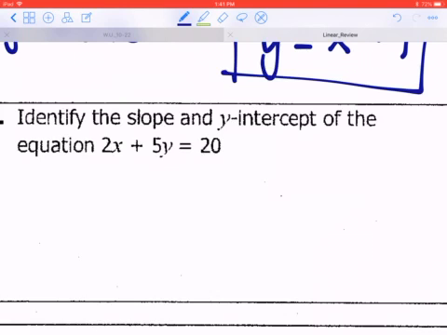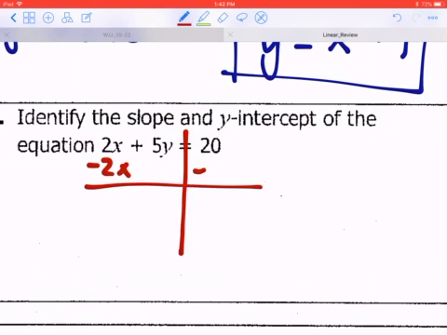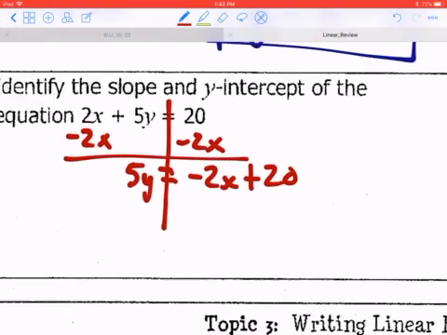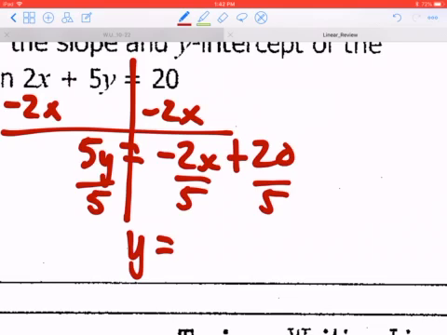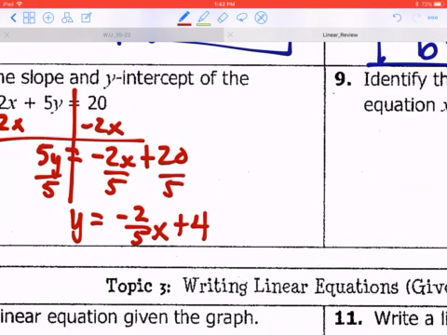Identify the slope and y-intercept. So what we want to do here is solve this for y. So we subtract the 2x. 5y equals negative 2x plus 20. And remember that we have to divide everything by what's in front of y. That gives us y equals negative 2/5 x plus 4. So now I can identify my slope. My slope is negative 2/5. My intercept is 4.